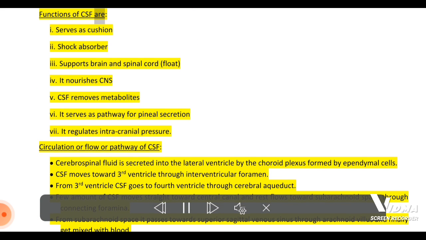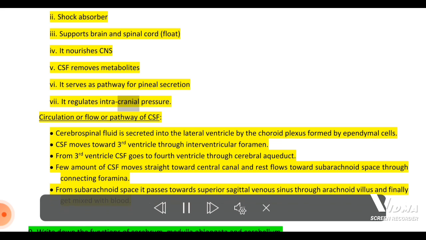Functions of CSF are: serves as cushion, shock absorber, supports brain and spinal cord float. It nourishes CNS. CSF removes metabolites. It serves as pathway for pineal secretion. It regulates intracranial pressure.